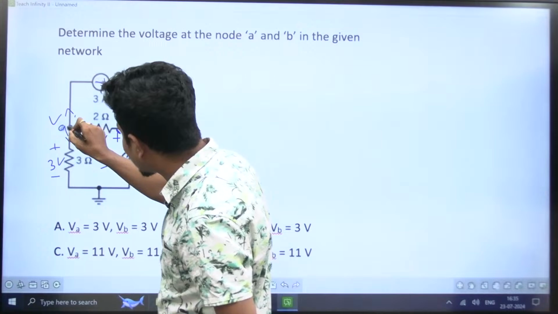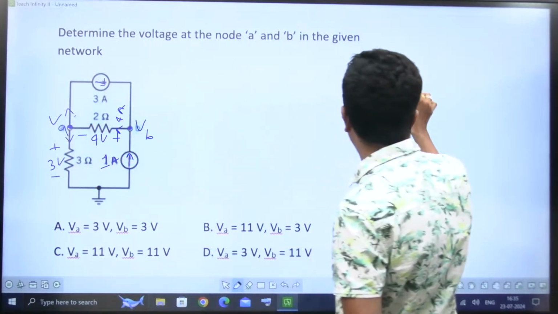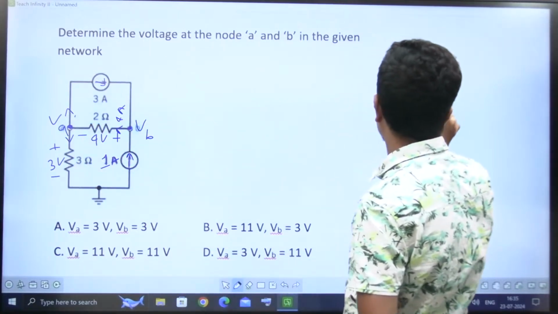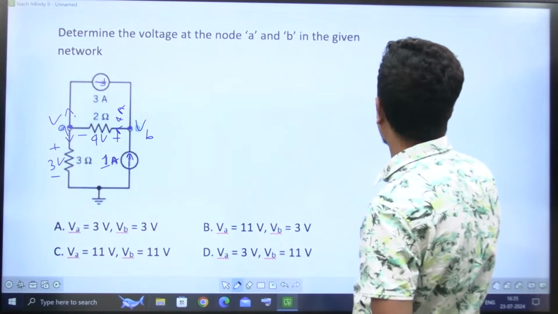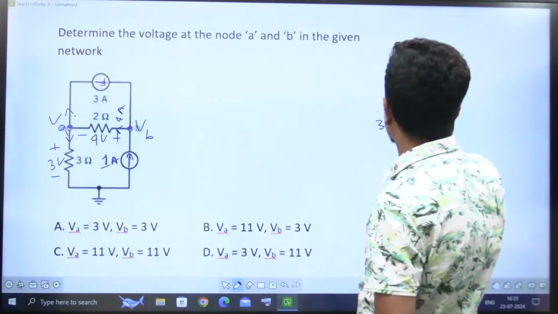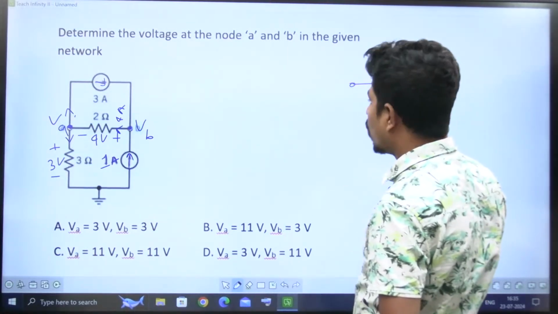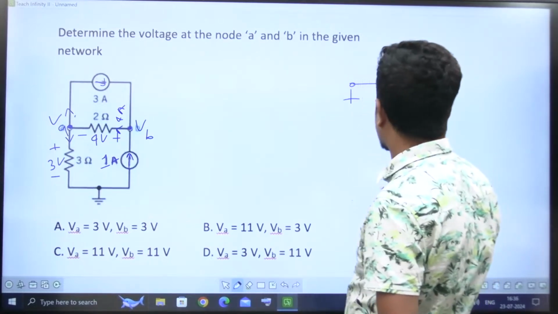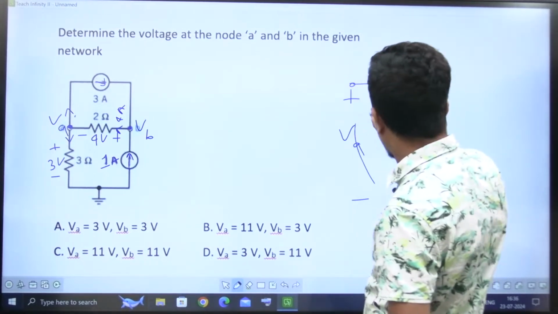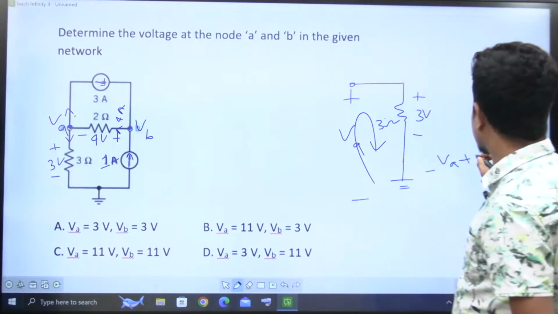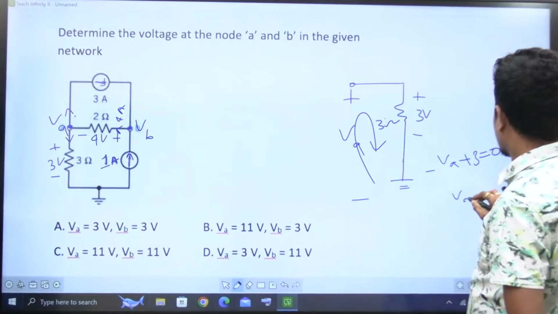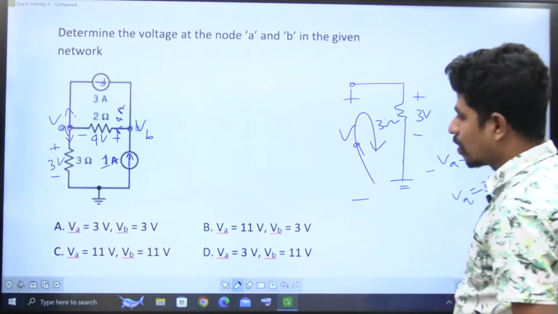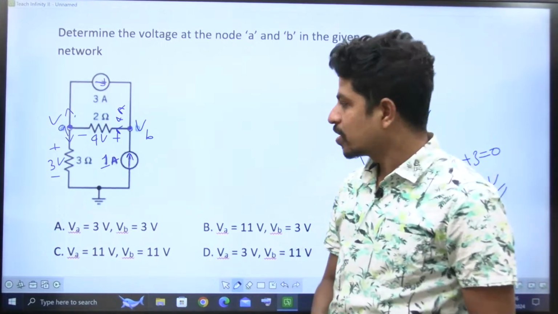Now, you want voltage of A. As I told you, start at A. I'll draw the same like this. This is plus minus 3 volt. In fact, that fellow has given this one as 3 ohms. And this one is voltage VA, and this is the ground. Any voltage is measured with respect to ground. Try the KVL. Minus VA plus 3 is equal to 0. Therefore, VA is equal to 3 volts. That's all done. VA is 3 volts.